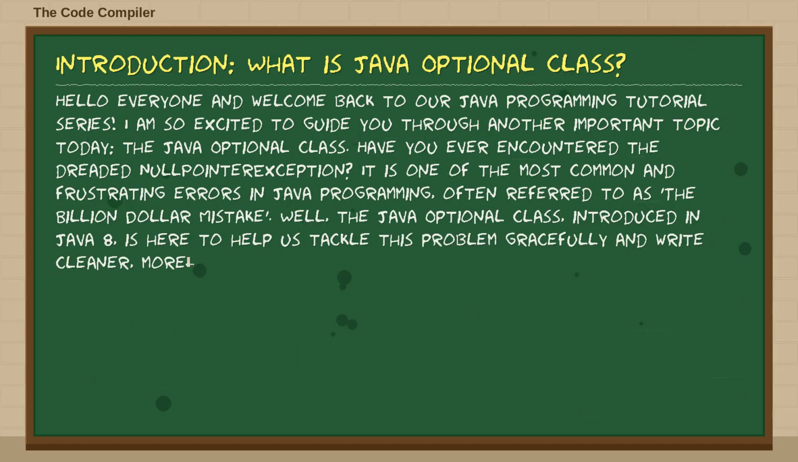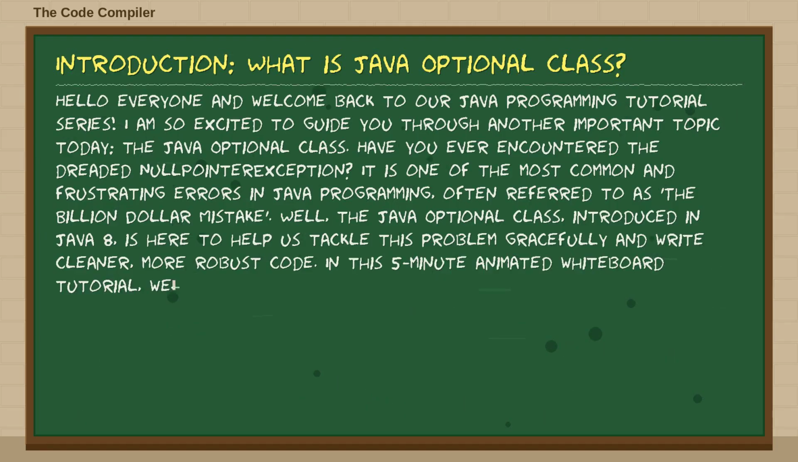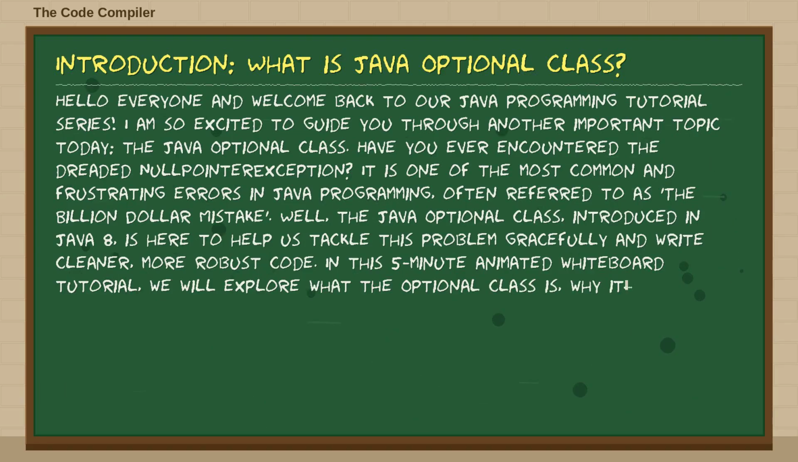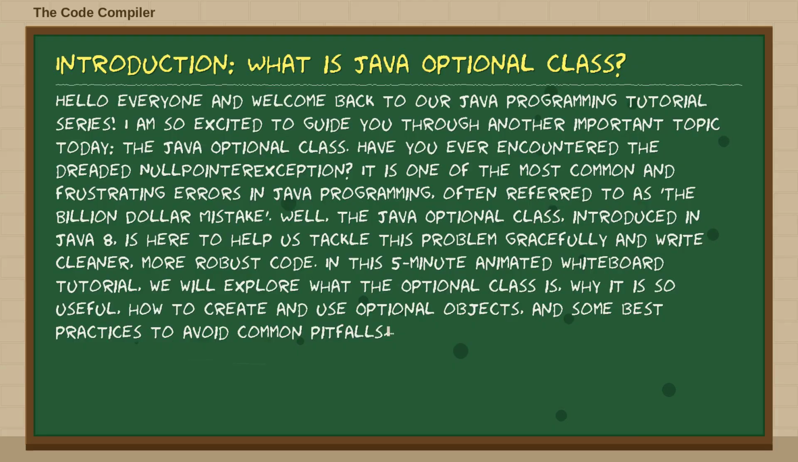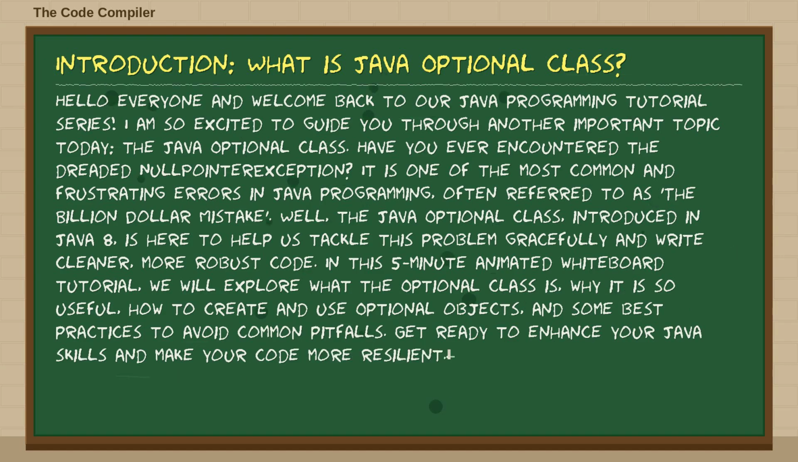cleaner, more robust code. In this 5-minute animated whiteboard tutorial, we will explore what the Optional class is, why it is so useful, how to create and use Optional objects, and some best practices to avoid common pitfalls. Get ready to enhance your Java skills and make your code more resilient. Let us begin this exciting journey.